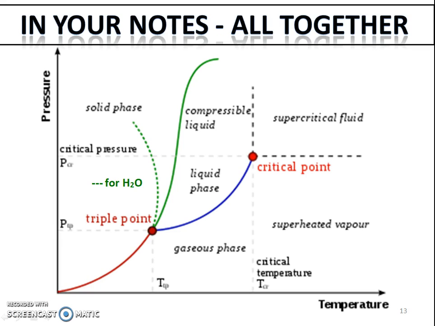So in your notes, you might want to mark down your solid, liquid, gas areas. You want to notice your triple point and your critical point. You also might want to show for water that the slope of the solid-liquid line is going to be a negative slope instead of a positive slope. Some of these other words I'm not too worried about. We're not going to go nuts over them. They're not going to be really, really important.